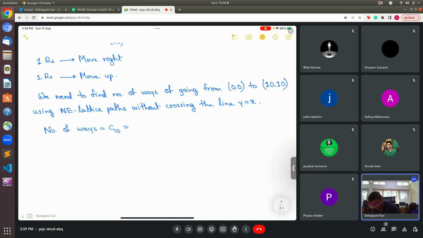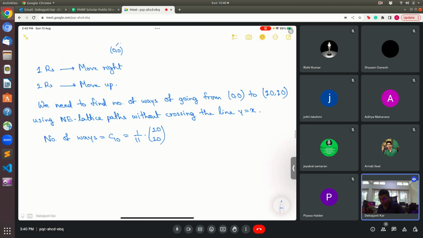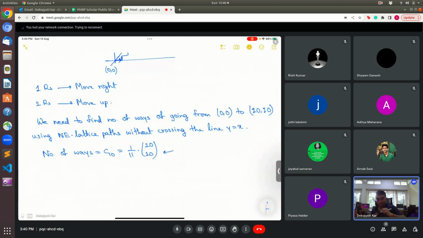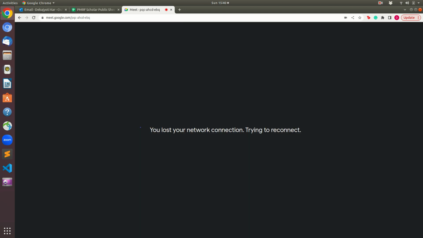And what is that? 1 by 11 times 20 choose 10, right? 1 by n plus 1 times 2n choose n. So it's this. But we have to be a little more careful. So this is the number of such possible paths.